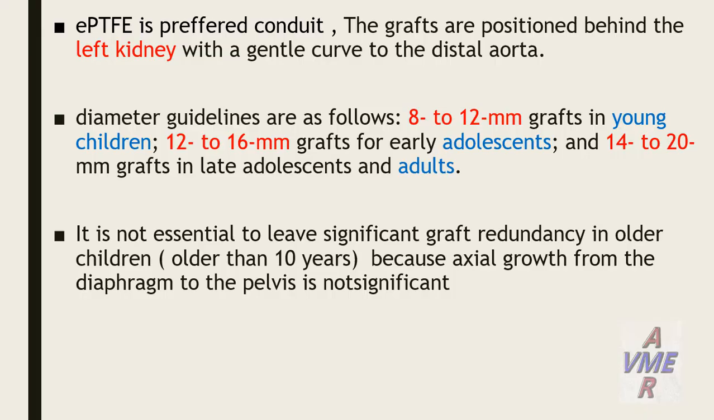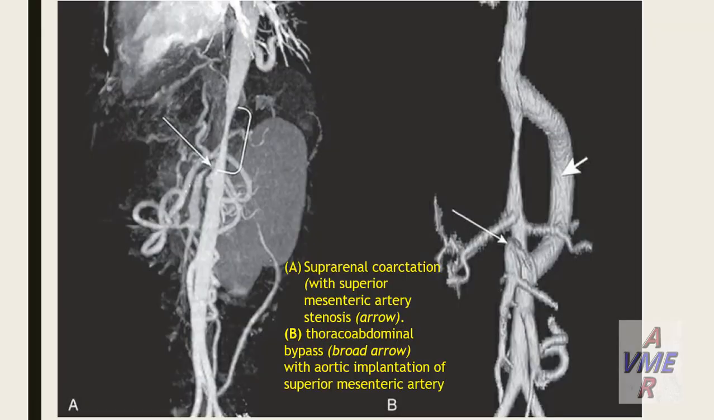So, what is the type of your conduit? PTFE. Where is the tunneling? Behind the left kidney. What is the size? As we have said, this is 8 to 12 in case of the children, 12 to 16 for the young adolescent, 14 to 20 for the adult. It is not essential to leave significant graft redundancy if you are treating children more than 10 years.